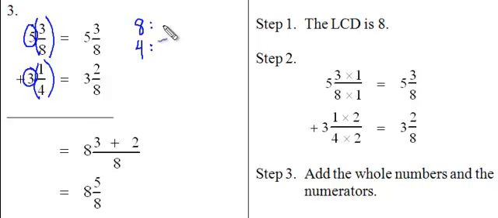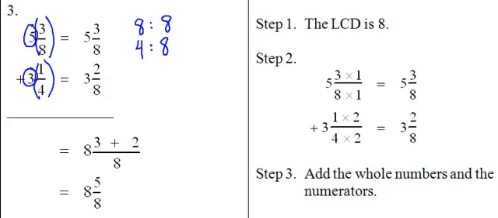8 times 1 is 8. Is 8 divisible by 4? Yes, actually it is. It is 4 times 2. So we can write 8 here. We found our LCD. Our LCD is 8.